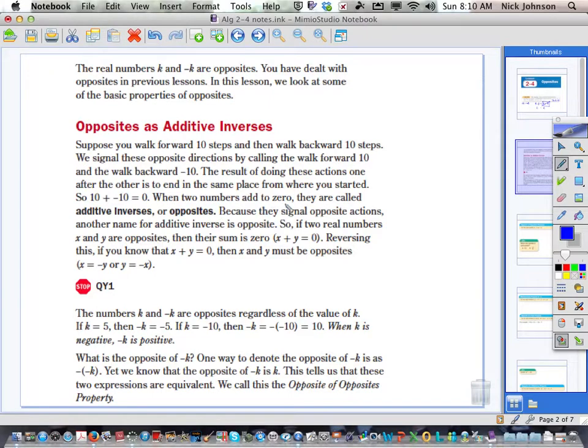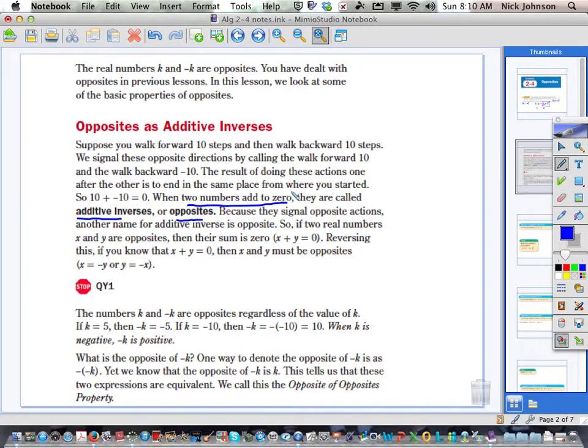When two numbers add to 0, they are called additive inverses or opposites. Because they signal opposite actions, another name for additive inverse is opposite. So if two real numbers, x and y, are opposites, then their sum is 0. Reversing this, you will know that if x plus y equals 0, then x and y must be opposites. Okay, this should be obvious.